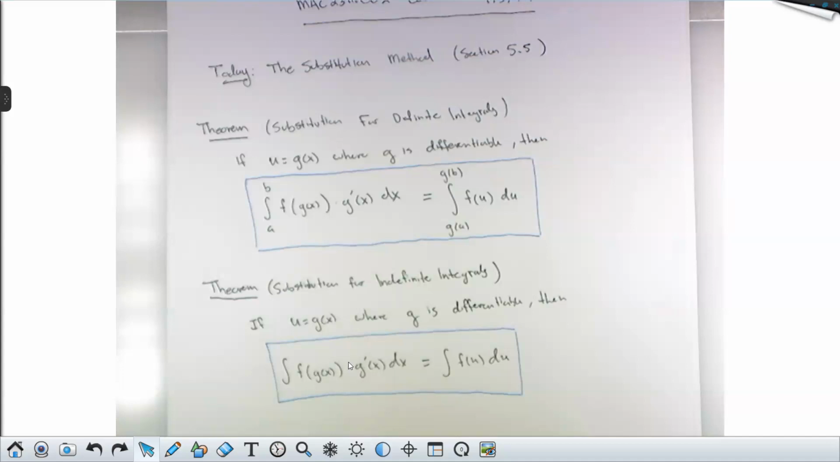So I'd like to look at some examples. And I'll start with an example of a definite integral, since that's what we've seen in the past.